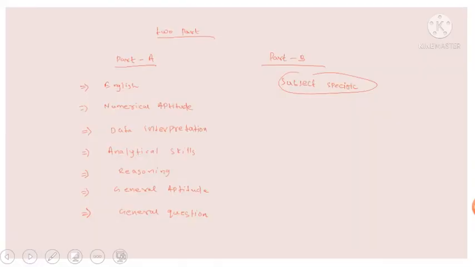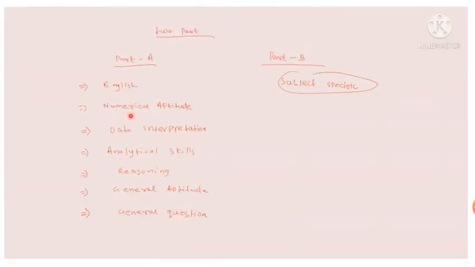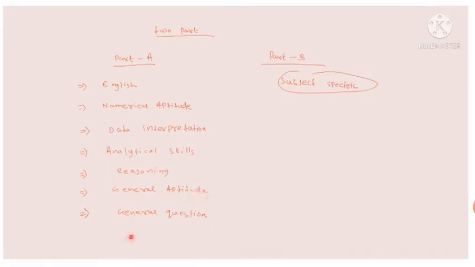Part A. In the part A section you have to deal with the questions from English, numerical aptitude, data interpretation, analytical skill, reasoning, general aptitude, general knowledge questions.